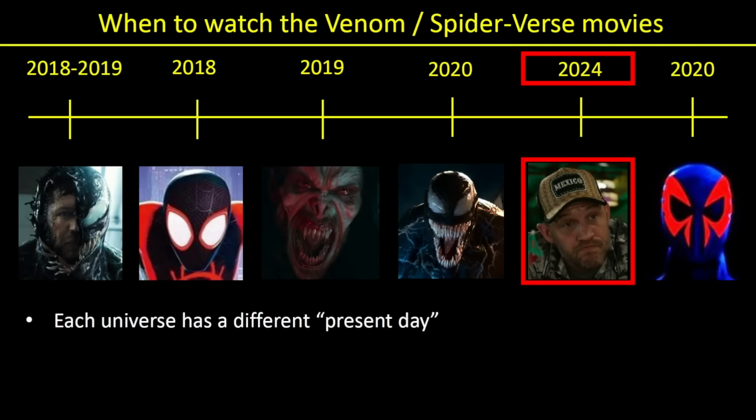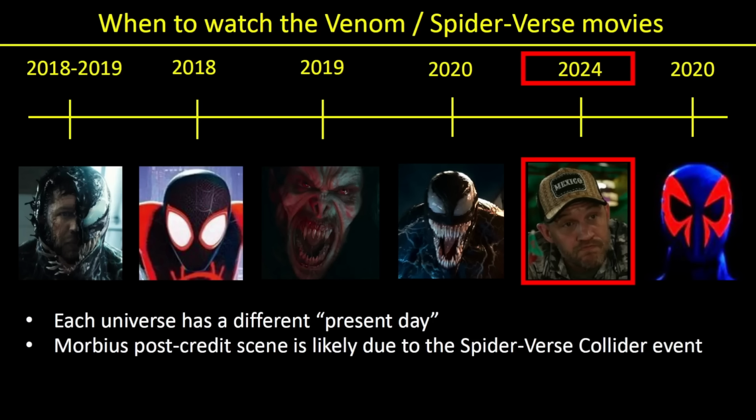Well, that brings up an interesting point. Each universe may have a different present day. It doesn't have to, but it may. I mean, look at Spider-Man Noir, right? That's in the 30s, I guess. And then you have Spider-Man 2099. Well, he's from 2099, right? And Penny's universe is even farther in the future. So jumping in between different universes, they may end up in different present days, and that's okay.